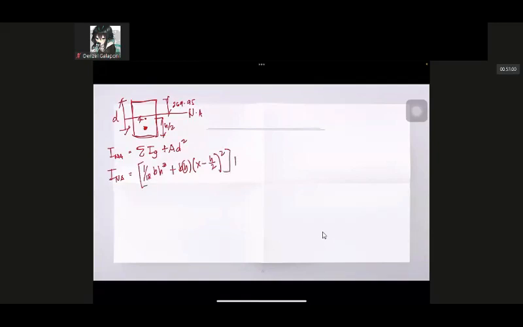Again, sa transformed ng steel, wala kasi siyang Ig or moment of inertia. Kumbaga kinonvert natin siya as strip. So sa steel, we have only Ad squared. So area of steel is (n minus 1) multiplied by As, multiplied by the distance of the centroid to the NA. So that is (d minus x) squared. So this is for steel, and this is for concrete. This is for steel.